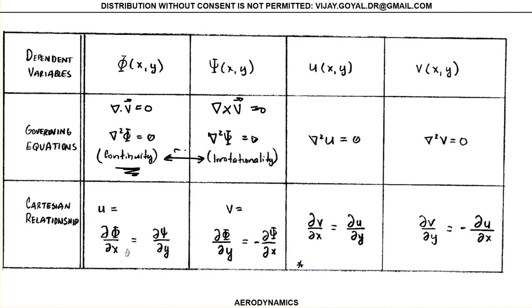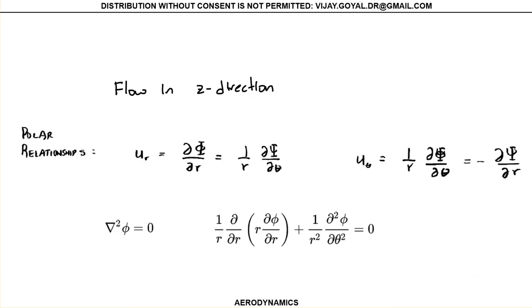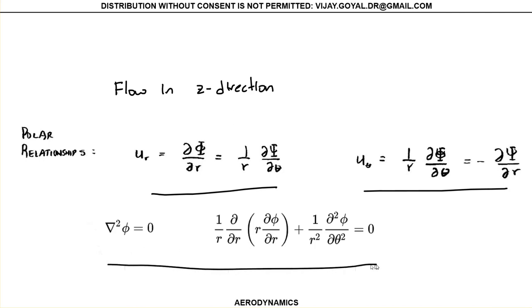Okay, in Cartesian coordinates, this is what they look like. At the end of the day, in the z direction, if it's polar coordinates, you have something like this. And u theta is this. And remember, it could be u phi if it's in the x direction. And in a general sense, this is the equation that comes from the potential flow.